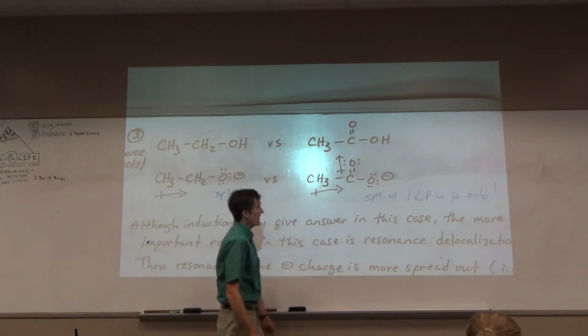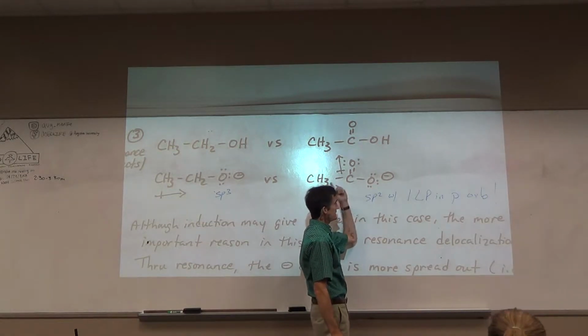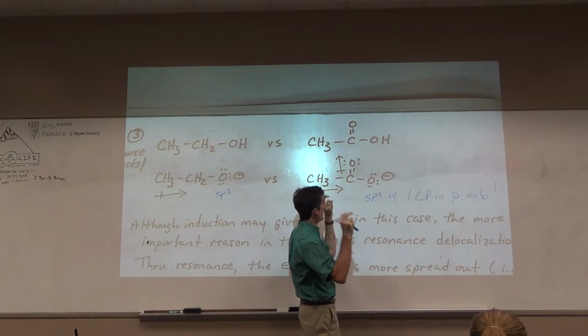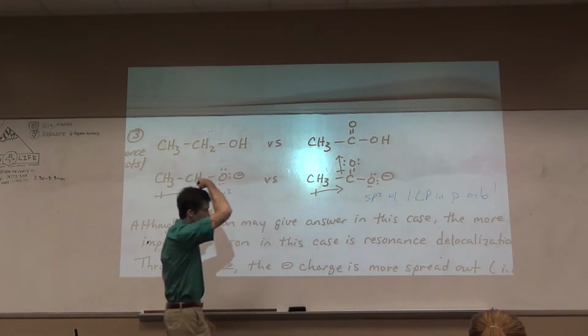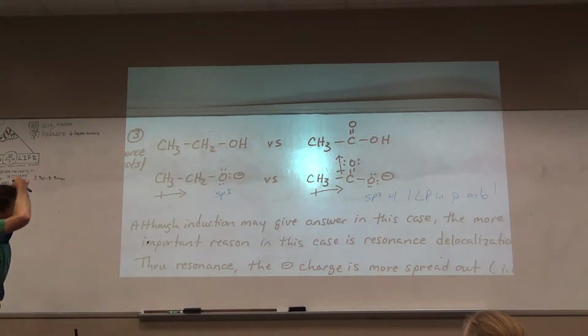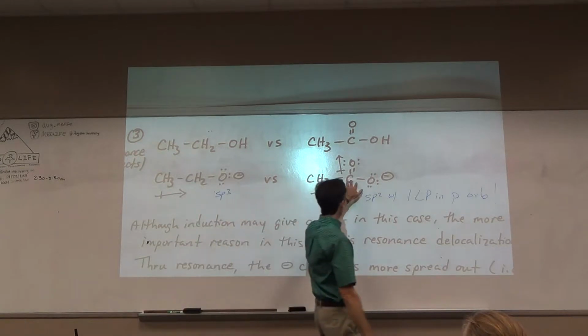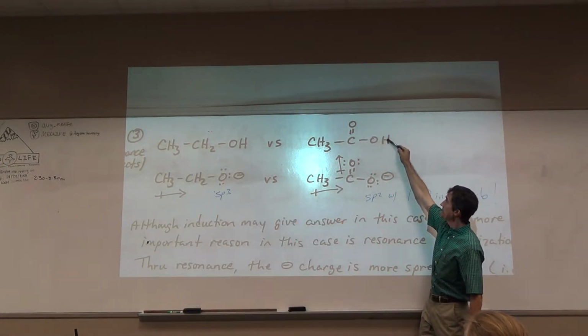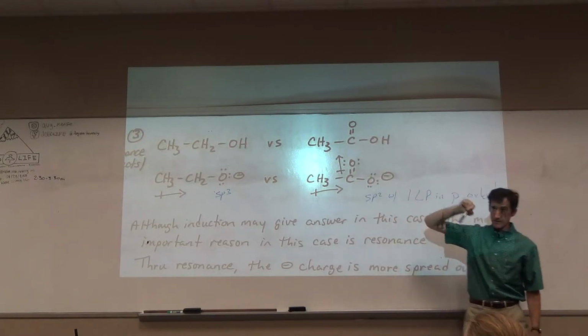So there's sort of the take-home. The p orbital has got something to do. One of these lone pairs is sort of participating in pi bonding with the neighboring carbon p orbital. You've got to be able to see that. That's why this is so much more stable. That's why this guy is so much more willing to give up the H and become the anion.